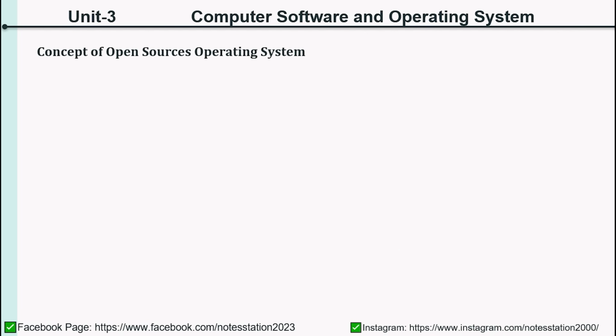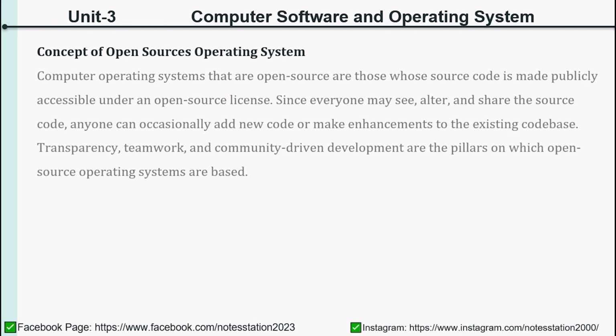Concept of open source as operating system. Computer operating systems that are open source are those whose source code is made publicly accessible under an open source license. Since everyone may see, alter, and share the source code, anyone can occasionally add new code or make enhancements to the existing codebase. Transparency, teamwork, and community-driven development are the pillars on which open-source operating systems are based.